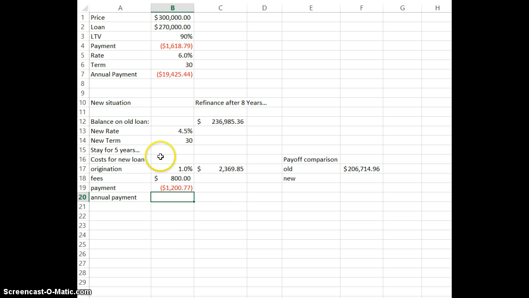All right, so there's our new payment. A little bit lower than what we were originally paying on that first loan, thanks to that new lower interest rate, which is probably the reason we would even take a look at this in the first place.